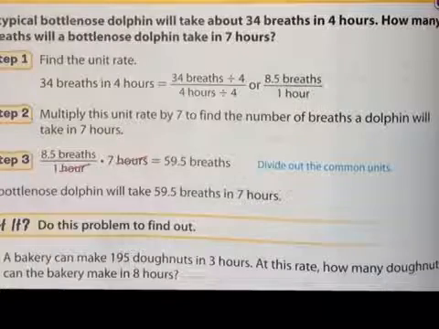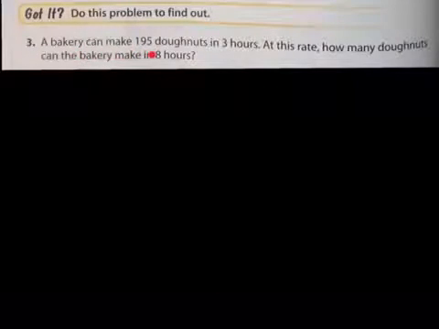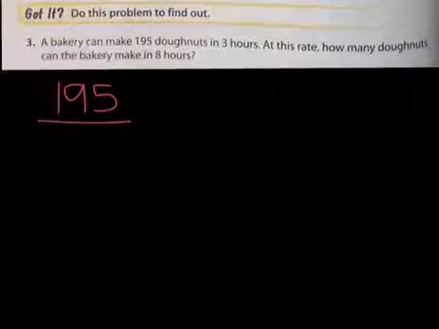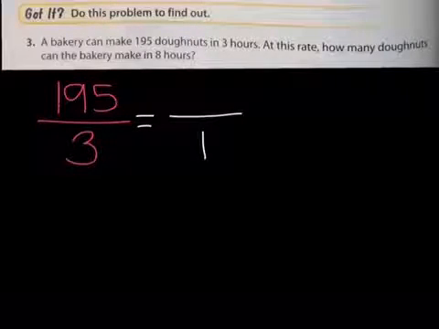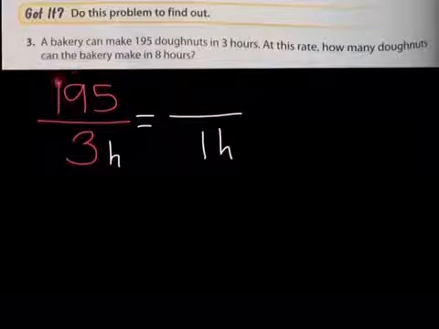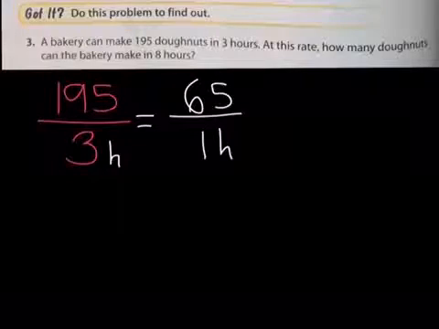Let's try the example. A bakery can make 195 donuts in 3 hours. At this rate, how many donuts can the bakery make in 8 hours? Let's find the unit rate. We can make 195 donuts in 3 hours. Okay? To simplify that, we divide them both by 3, so I know that I get my unit of how much I do in 1 hour. Remember, this is hours. So now it's 1 hour. And when I divide 195 divided by 3, I get 65. So in 1 hour I can do 65.